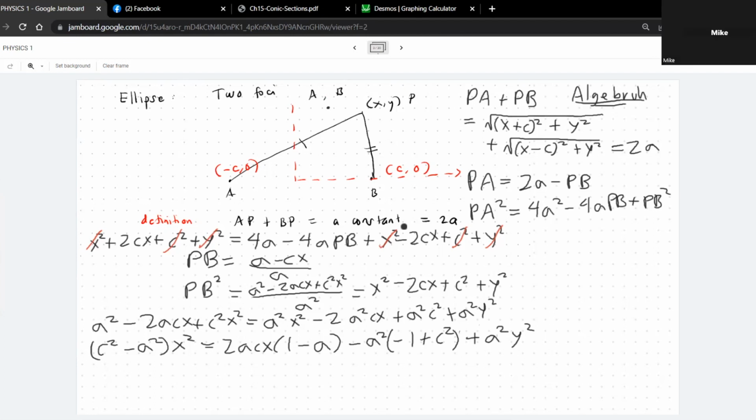Then, tingnan mo yung starting natin na PA plus PB equals 2A. Then substitute y equals 0. X plus C plus 2x. X equals A po. So, makukuha natin x equals A. Ngayon, para lang ma-check kung tama yung algebra mo, pag nag-set ka ng y equals 0, you get x equals A.